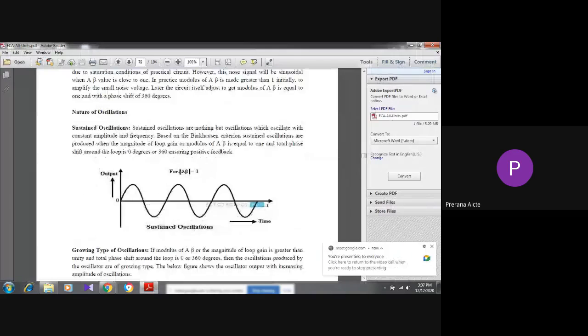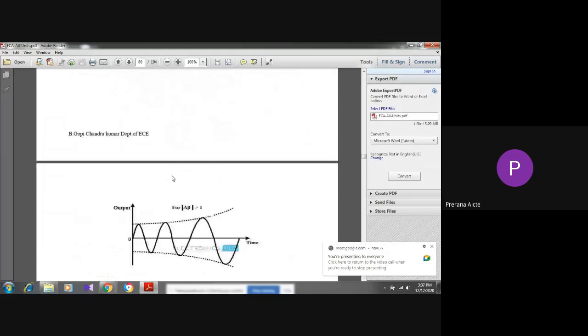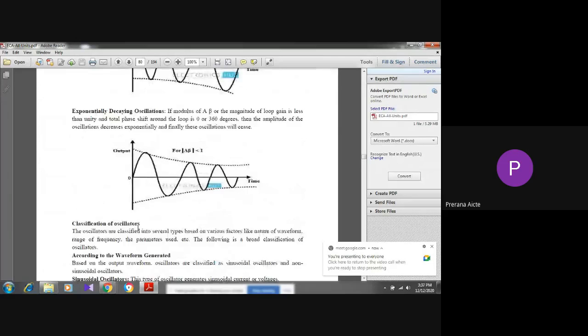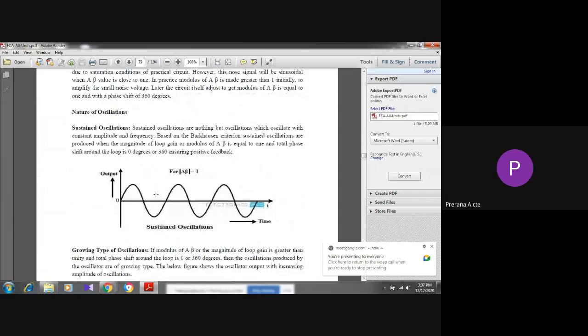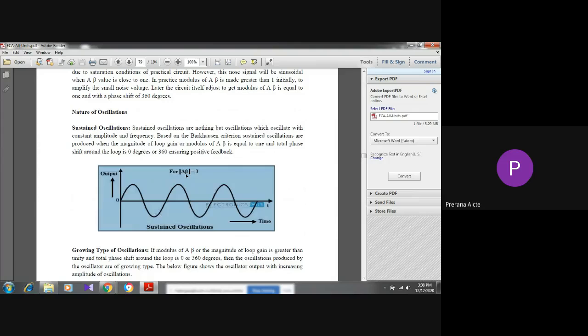Now, types of oscillations. In nature, we have different types of oscillations: sustained oscillations, growing type oscillations, and decaying type oscillations. First, sustained oscillations mean the amplitude and frequency must be the same. The amplitude is constant, and the time period must also be constant. That is called sustained oscillation.